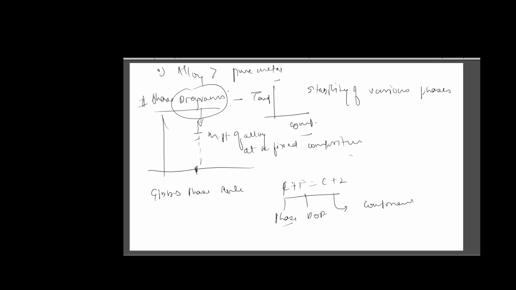This is a numerical value, but 2 will become 1 if we reduce the degree of freedom. Like if we fix the pressure as atmospheric pressure, then this will be C + 1. This is generally used because the phase diagrams are drawn at a particular pressure, that is atmospheric pressure.